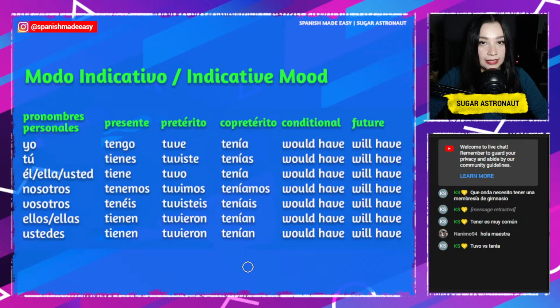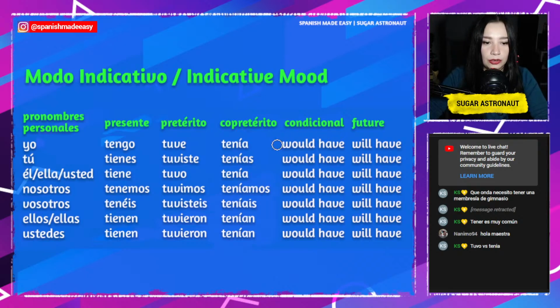By the way, guys, the conjugation of tener is irregular. So tener is an irregular verb. It has a peculiar conjugation. So you have to pretty much memorize the conjugation of this verb, sadly. Okay. So the next tense is conditional, or el tiempo condicional.